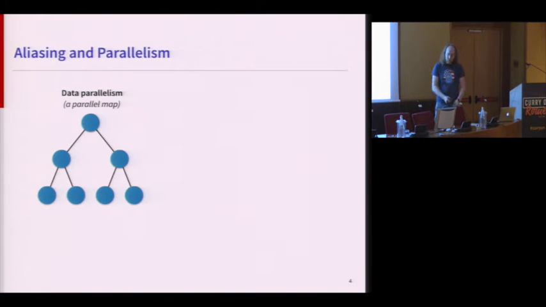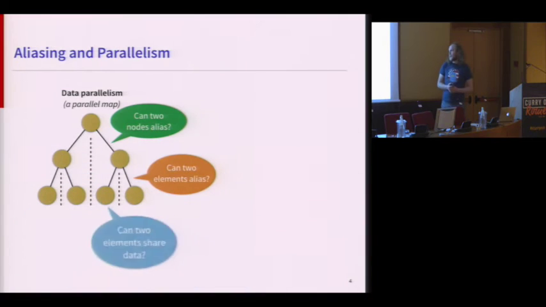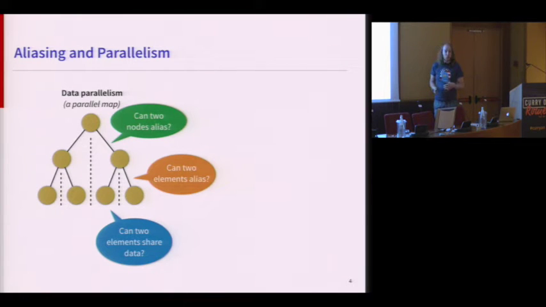As another example, consider if we're performing a data parallel operation, for example, a parallel map over a tree. So we want to do some kind of divide and conquer style parallelism. So we have to think about, can two nodes alias, i.e. is the data structure eligible for divide and conquer style parallelism? Can two elements of the tree alias? And if they can, will that lead to data races? Maybe two elements can't alias, but they can reach the same state, and so we can have data races by that.